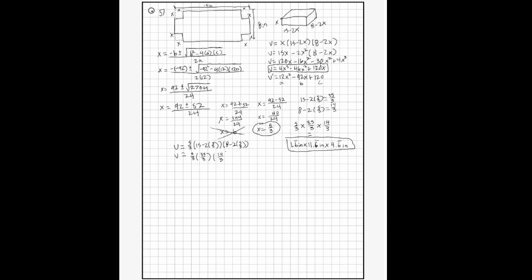And when I multiply these all together, I should get about 90.74, wait, just 90.7, because it only wants me to round to the 10th. 90.7 inches cubed.